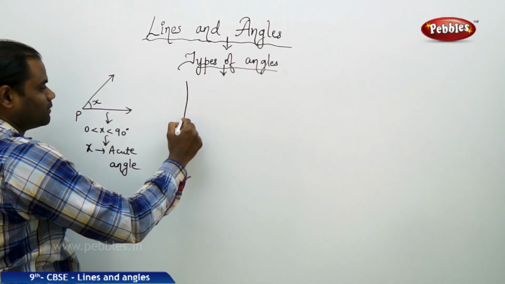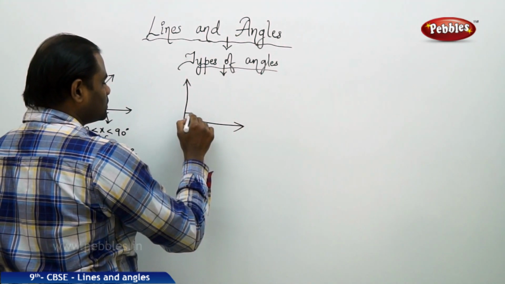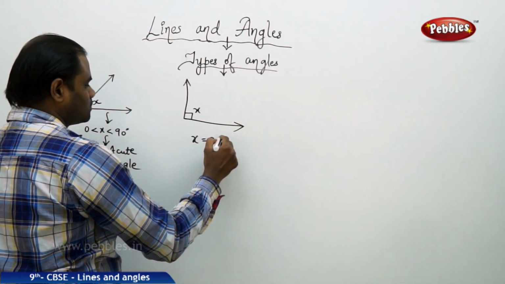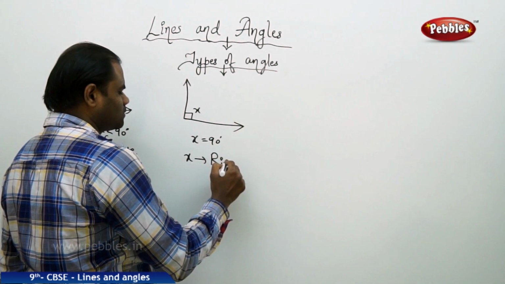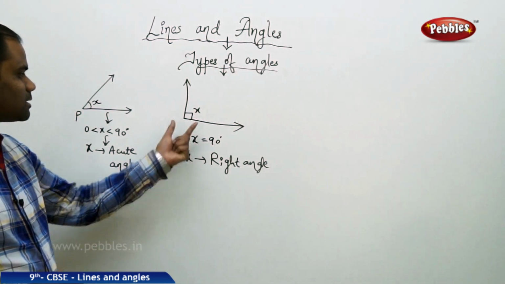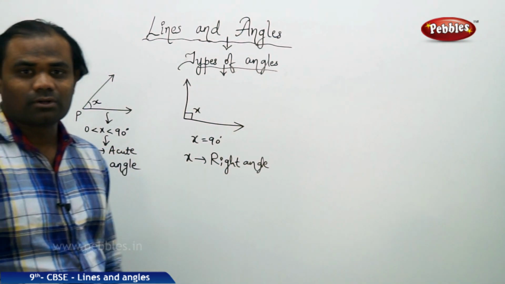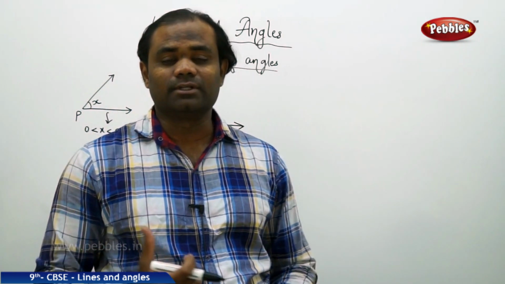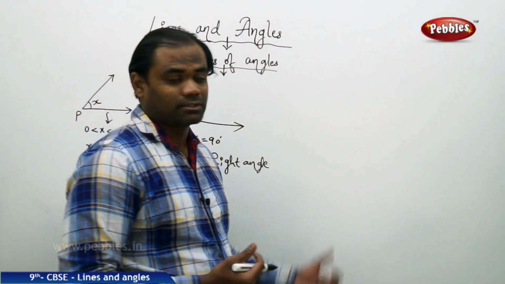Secondly, if I take a line which is exactly perpendicular to the other line, so ray 1 and ray 2 are perpendicular, then this x equals 90, then x is called a right angle. If the angle is 90, that angle is called a right angle. If the angle is less than 90, it is called an acute angle. And if the angle is greater than 90, is what we are going to discuss further. An angle greater than 90 degrees. Let's investigate.